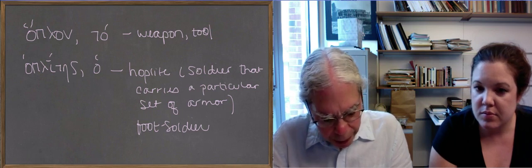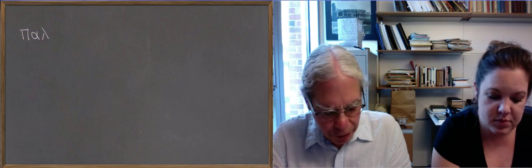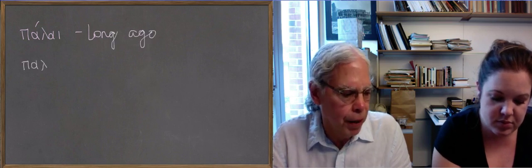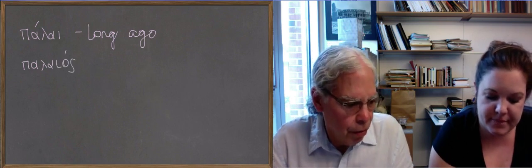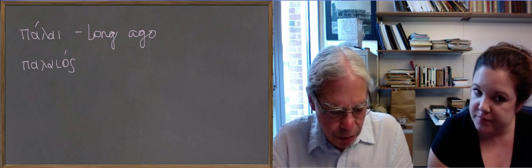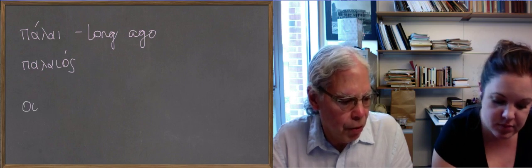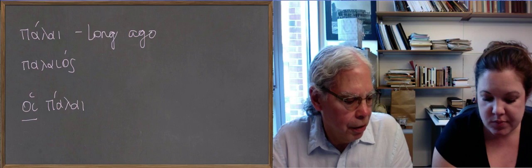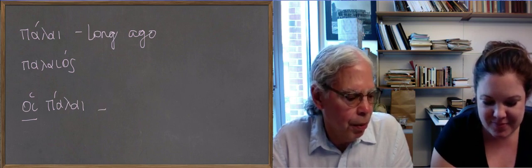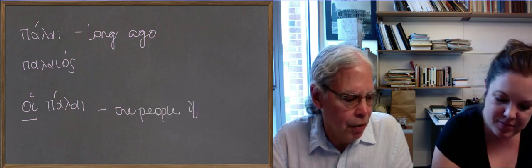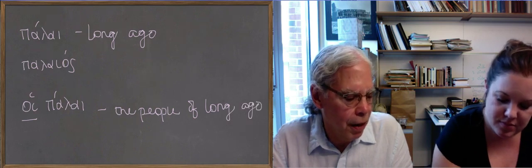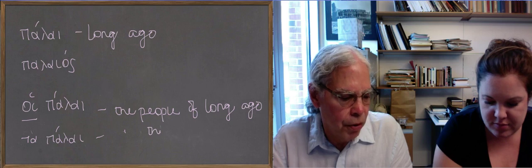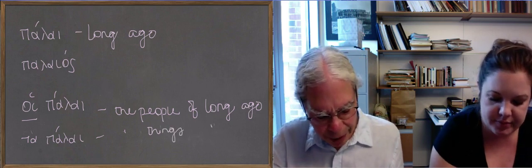All right, next word is palai, an indeclinable adverb that means long ago. The adjective palaios, which isn't here, comes from it, where we get Paleolithic and paleography. The cool thing that the book teaches you about this and other adverbs of this type is that you can put an article in front of it, and say something like hoi palai, the nominative plural masculine of the word for the. So it's the long ago, if you want. It means the people of long ago. If it's ta palai, it would be the things of long ago. So it's a way of making a noun out of an adverb by using the definite article that Greek has. You can say hoi palai, the people of long ago, and oppose it to hoi nun, the people of now.